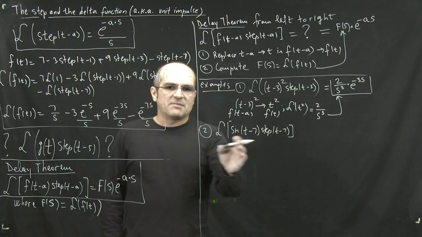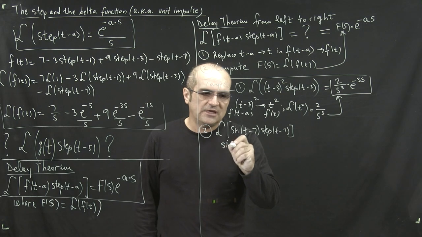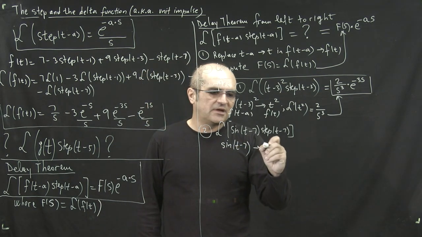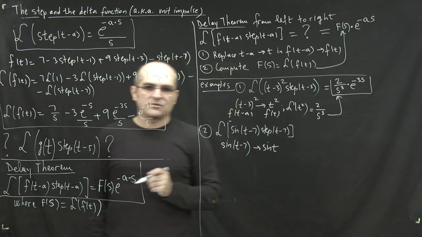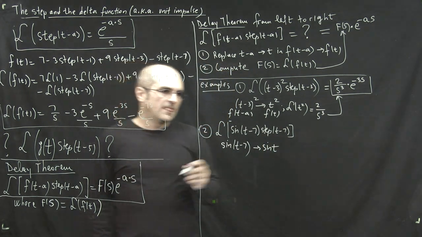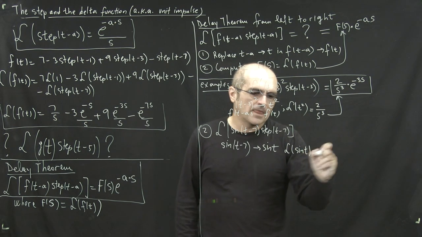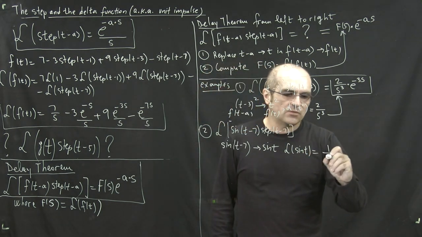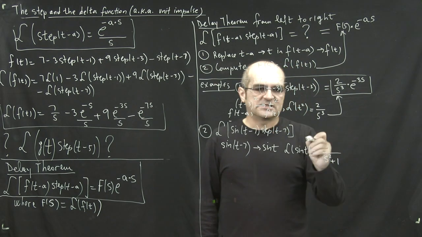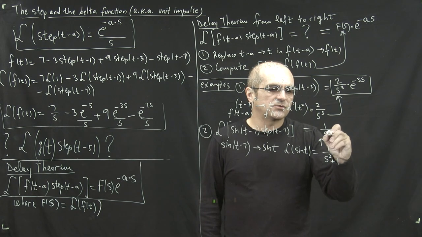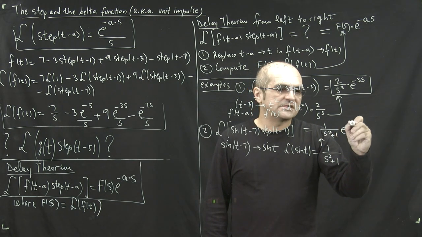Okay, what is your f of t minus a? Well, that's sine of t minus 7. Make the substitution, that becomes sine of t, t minus 7 replaced by t. Take the Laplace transform, L of sine of t. That's going to be 1 over s squared plus 1. Look at the table if you don't remember. And then write the answer: 1 over s squared plus 1 times e to the minus 7s.